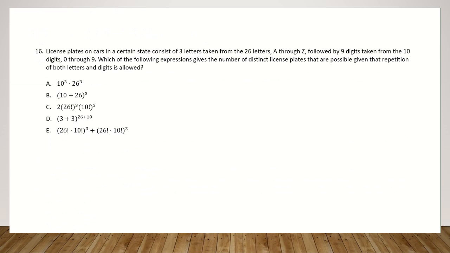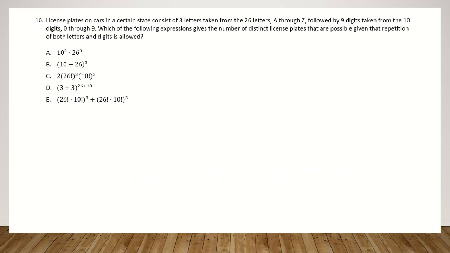All right. Number 16. License plates on cars in a certain state consist of 3 letters taken from the 26 letters A through Z, followed by, and I can't believe I didn't fix this mistake. I'm so sorry, you guys. I missed a mistake. So on your worksheets, make sure that you fix this. It should say followed by 3 digits taken from the 10 digits 0 through 9. All right, sorry about that. Which of the following expressions gives the number of distinct license plates that are possible, given that repetition of both letters and digits is allowed?